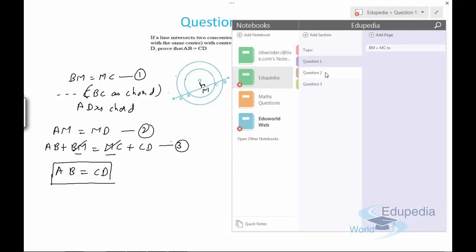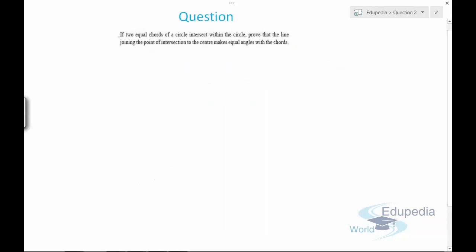Question number 2. The question says that if two equal chords of a circle intersect within a circle, then we need to prove that the line joining the point of intersection to the center of the circle makes equal angles with the chords. So let's see how we can do this. Let's say we have a circle like this, and this is a chord and this is another chord.